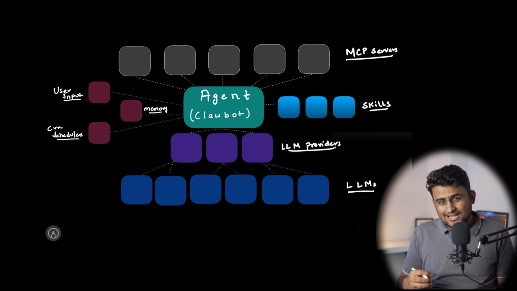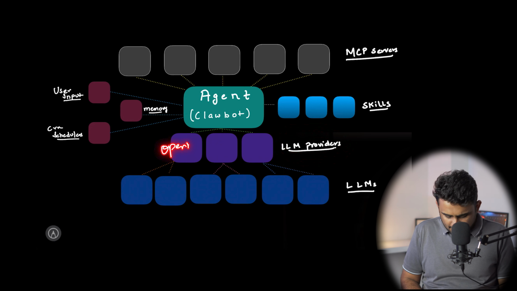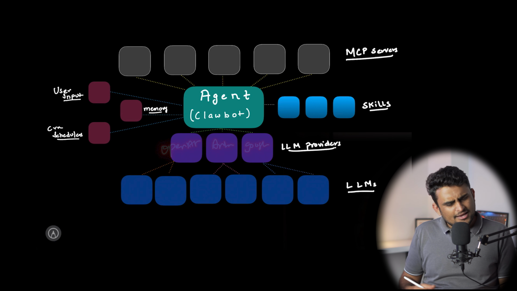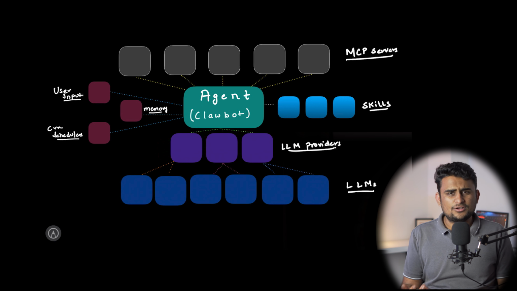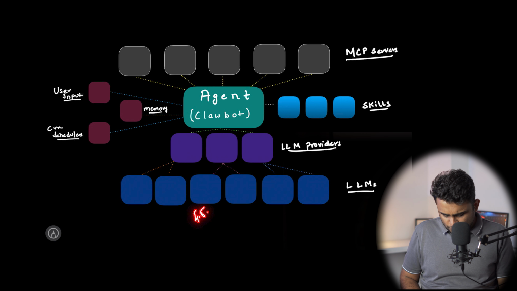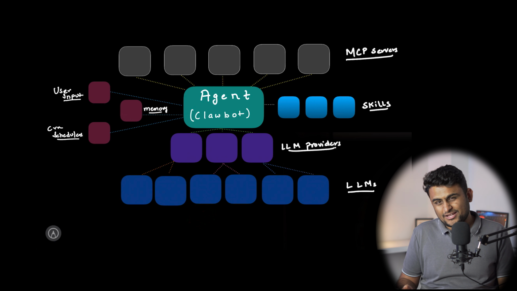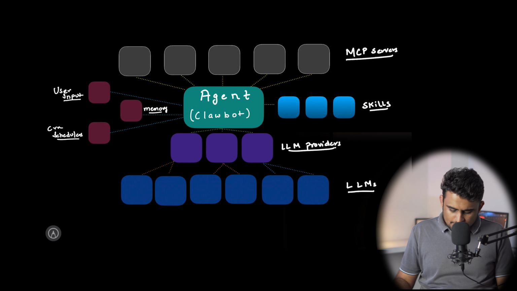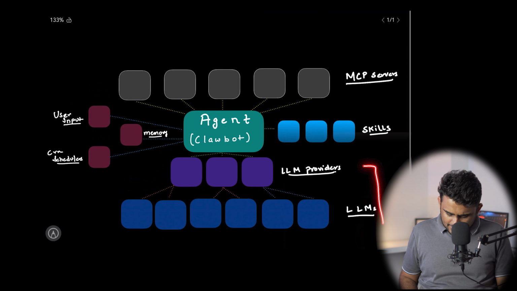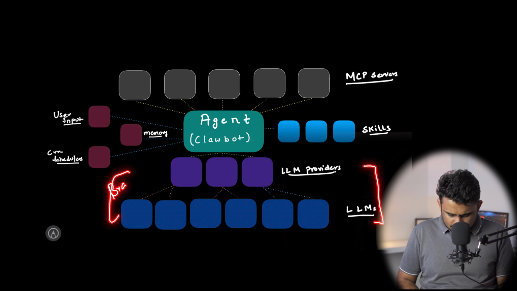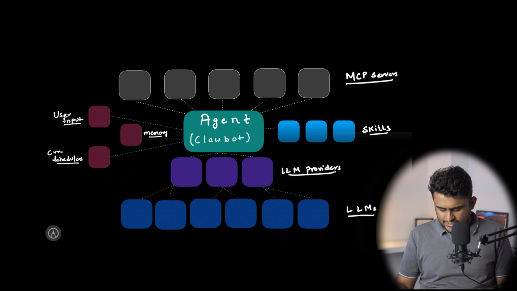These LLM providers are none other than OpenAI, Anthropic, Google, and also Ollama, OpenRouter, where it can access all the LLMs that these providers offer. With OpenAI, it might get GPT-5.2, with Anthropic it might get Claude 4.5 and Haiku and all that stuff, right? So these LLMs are the brain for this manager.